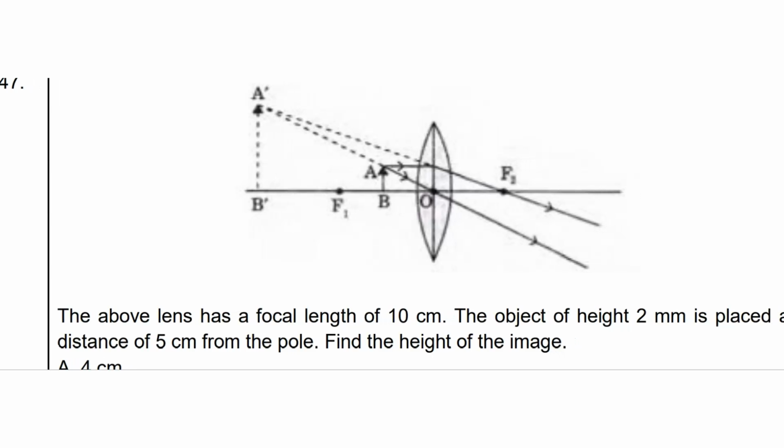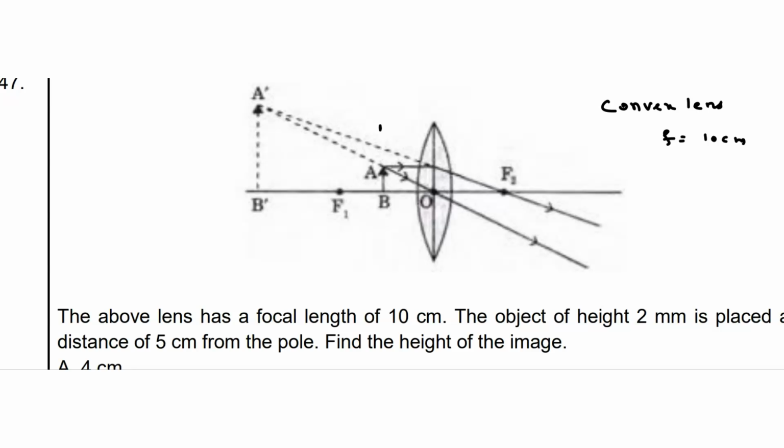The above lens has a focal length of 10 centimeter. So what is the given lens? It is a convex lens. So the given lens is a convex lens, F to be 10 centimeter. So where is the principal focus located for this lens?